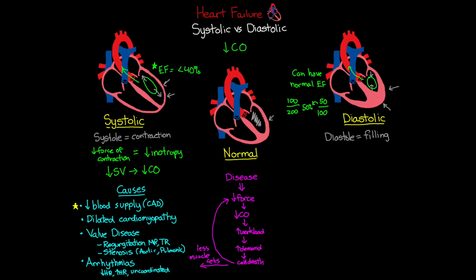So just because they have a normal EF doesn't mean that they're getting sufficient cardiac output from ejecting the blood throughout the system. So this is one really key takeaway from the difference between diastolic and systolic heart failure. So now when we look at diastolic heart failure, the biggest contributor to this is going to be our myocardial hypertrophy.